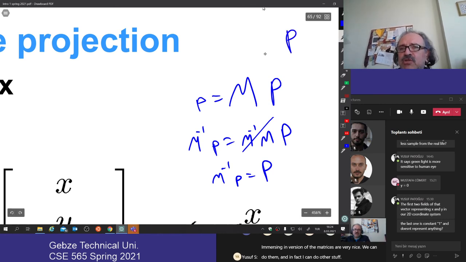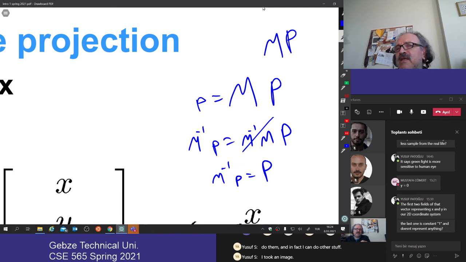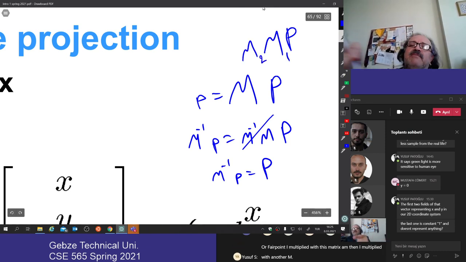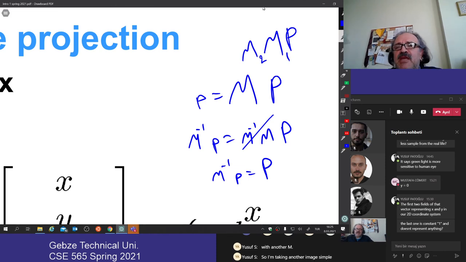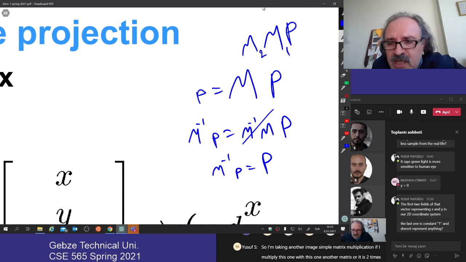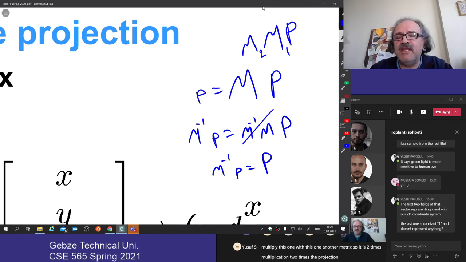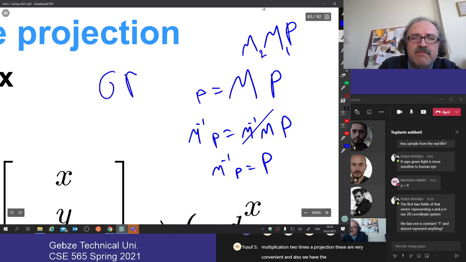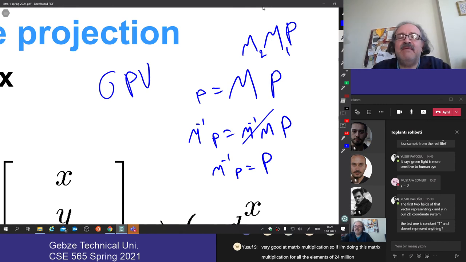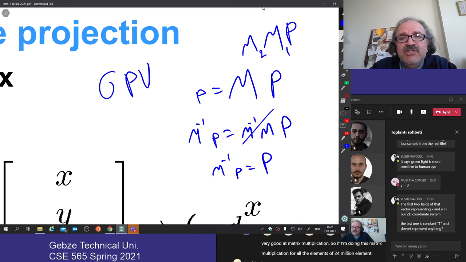I took an image of a point. I multiplied with this matrix M. Then I multiplied with another M, so I am taking another image. It is simple matrix multiplication, two times the projection. These are very convenient, and also we have the GPUs, right? GPUs are very good at matrix multiplication. So if I am doing this matrix multiplication for all the elements of a 24 million element image, then the GPU is going to be very useful.